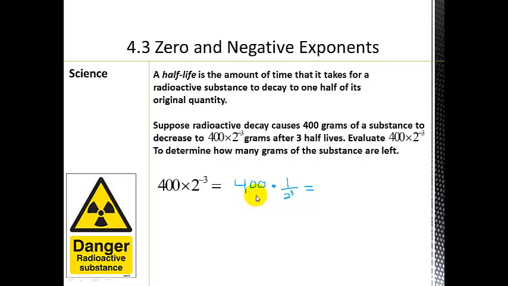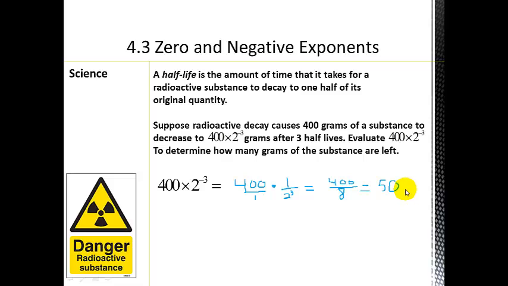Okay. And remember, when you multiply a whole number by a fraction, you can make this look like a fraction if you want, and then you just multiply straight across. So it's going to be 400 divided by 2 to the third power. Now remember, 2 to the third power is not 6. 2 times 2 is 4. 4 times 2 is 8. So 400 divided by 8 is 50. So I would have 50 grams left after the 3 half-lives.